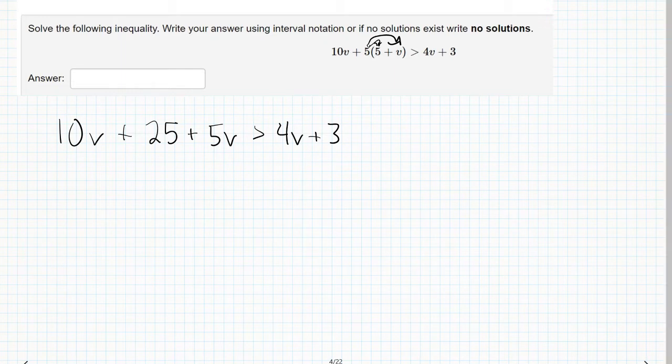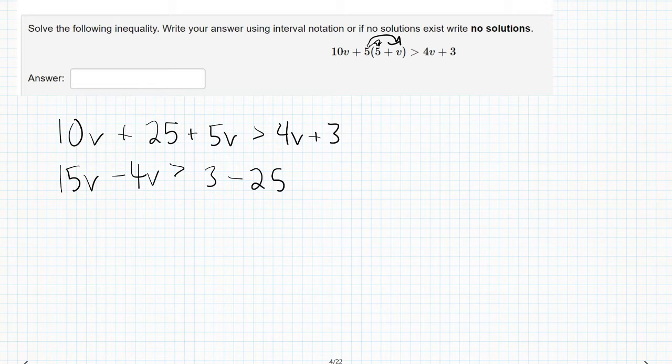Well, we already have 15v, but then we'll subtract the 4v over to this side. And then we have 3, and then we have to subtract 25 over to the other side. Now subtraction and addition do not change the inequality, but if we divide or multiply by a negative, that's when we change which direction our inequality is pointing.